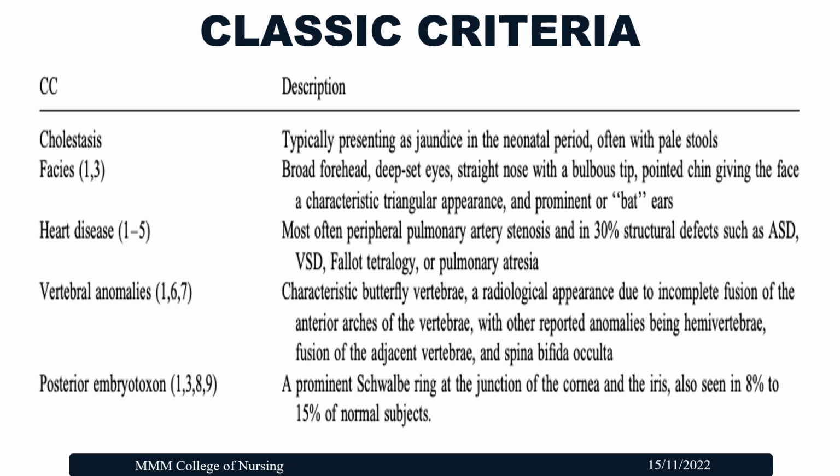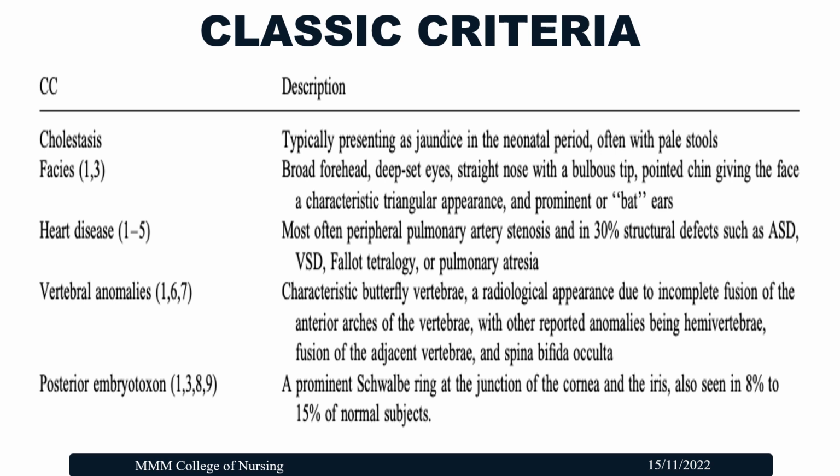Heart disease, most often peripheral pulmonary artery stenosis, and in 30% structural defects such as ASD, VSD, tetralogy of Fallot, or pulmonary atresia. Vertebral anomalies such as characteristic butterfly vertebrae, a radiological appearance due to incomplete fusion of the anterior arches of the vertebrae, with other reported anomalies being hemivertebrae, fusion of the adjacent vertebrae, and spina bifida occulta.